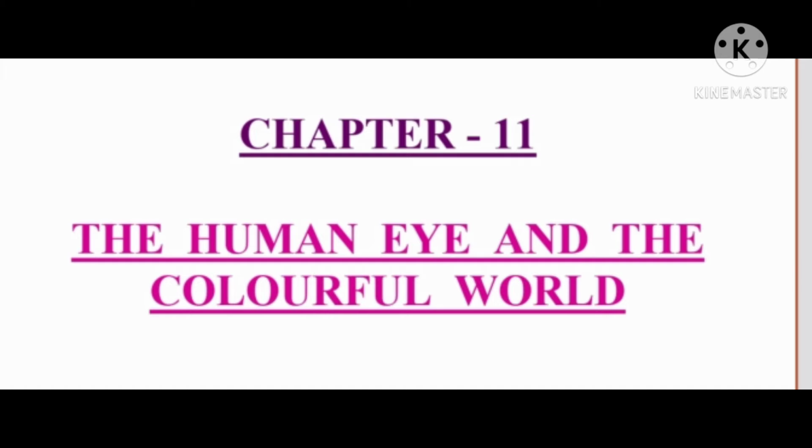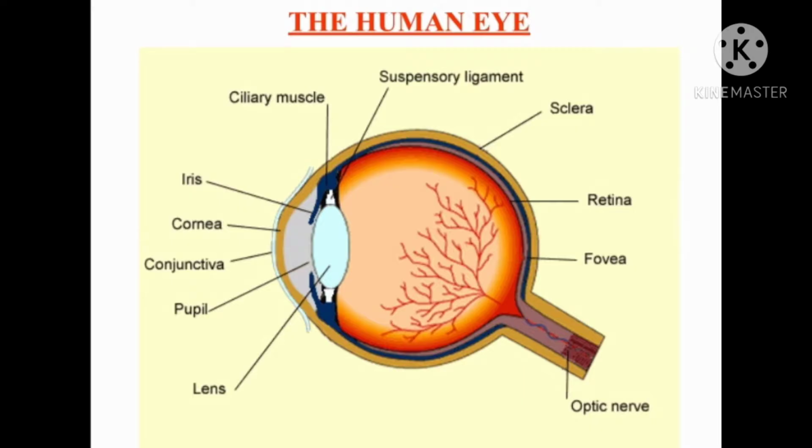The human eye uses light and enables us to see things around us. It has a lens in its structure. What is the function of the lens in the human eye? How these lenses are used in spectacles to correct the defects of vision, we are going to discuss in detail in this chapter. So our first topic of the chapter is the human eye.